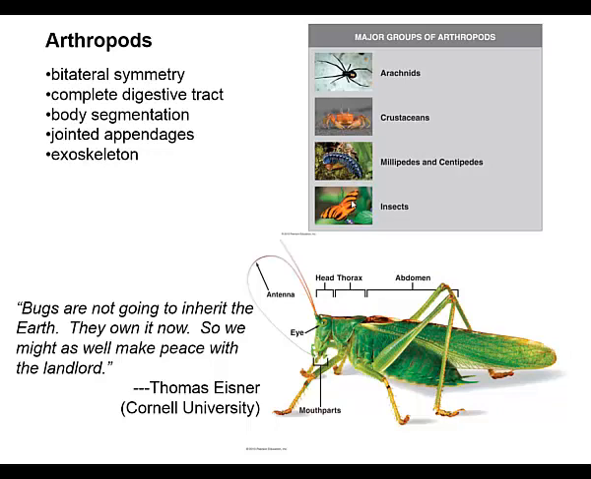So some of your groups of arthropods are the spiders. There are the crustaceans, like crabs, yummy. There are millipedes and centipedes, and there is just an enormous, absolutely gargantuan diversity of insects. And I love this quote by Thomas Eisner from Cornell: Bugs are not only going to inherit the earth, they own it now. So we might as well make peace with the landlord. You can take that as you wish.